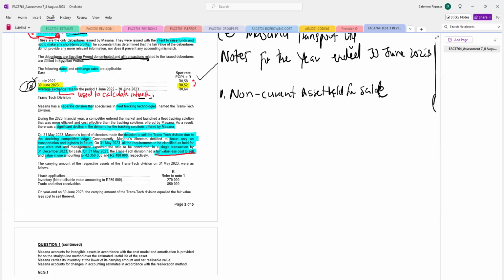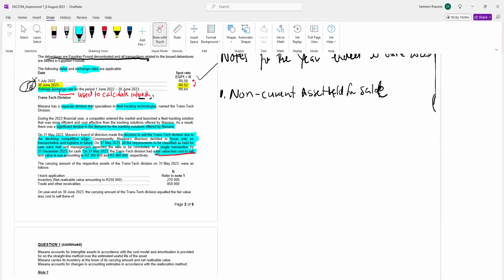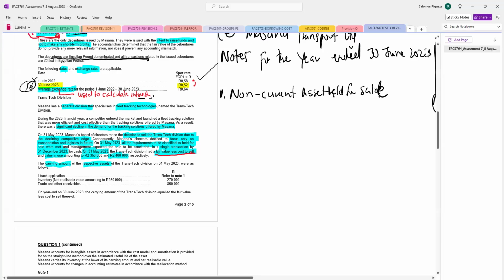Okay. Now let's continue. The carrying amount of the respective assets of the Transtech division on the 31st May 2023 were as follows. So we've got 3 assets here. The iTrack application, this we are told to go to note 1. Then we have inventory and we have trade and other receivables.